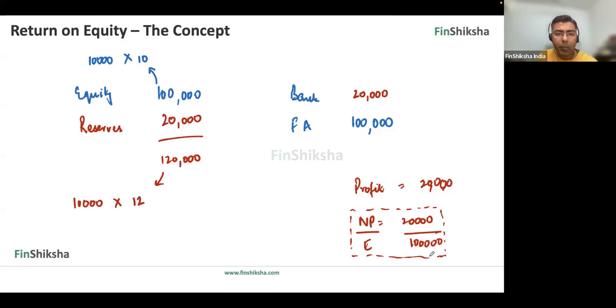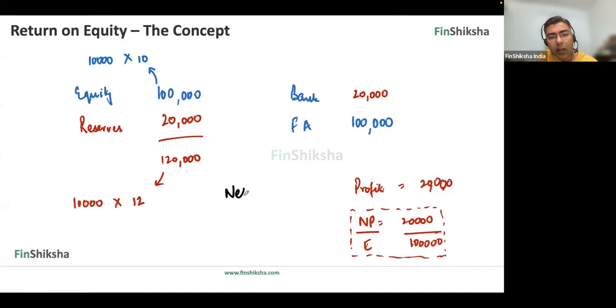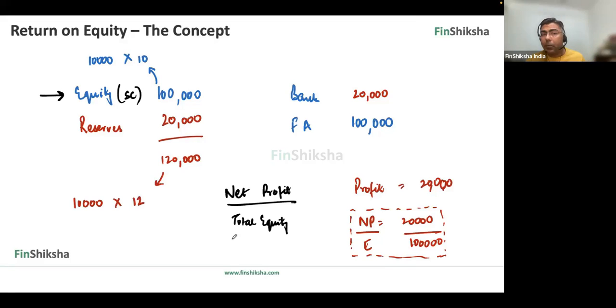So for all practical purposes, return on equity, the equation is fairly simply net profit divided by total equity value. Equity value includes share capital. So this would be classified as share capital plus reserves. So you look at total equity that comes out here. That is your return on equity number. So far, so good. Clear? So that's how return on equity gets calculated. That is what is going to come up, right?